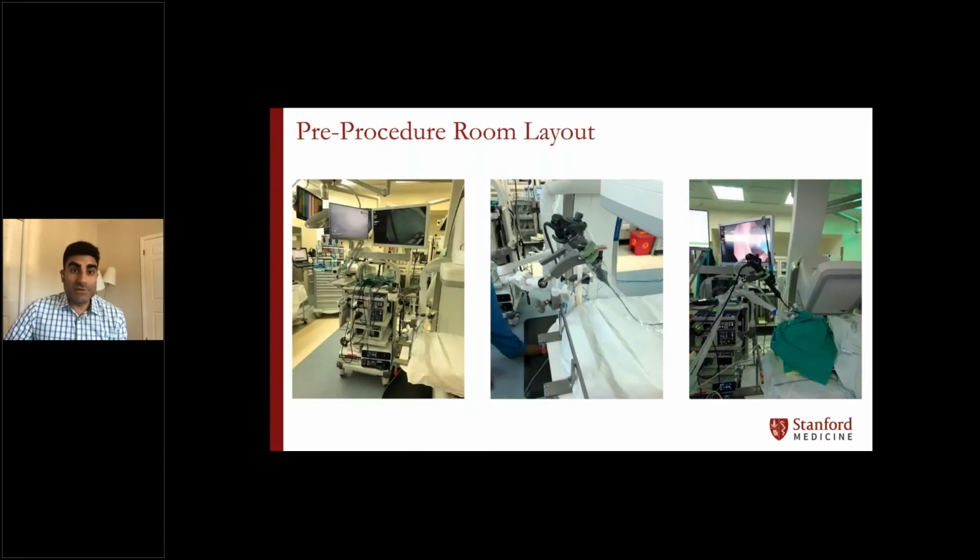As I was talking about the room layout, where's your tower going to go? It depends on where your C-arm is positioned. How are you going to hold your bronchoscope? You don't really have that problem if you have a robot, but if you're using a flexible scope like we do, you want to get a bronchoscope holder. And then on the right-hand side, you can see what it looks like when we're actually actively doing a case.